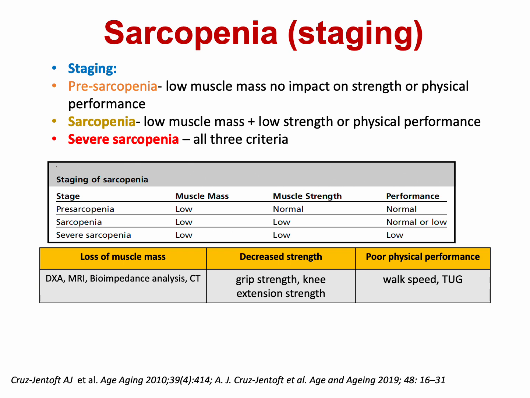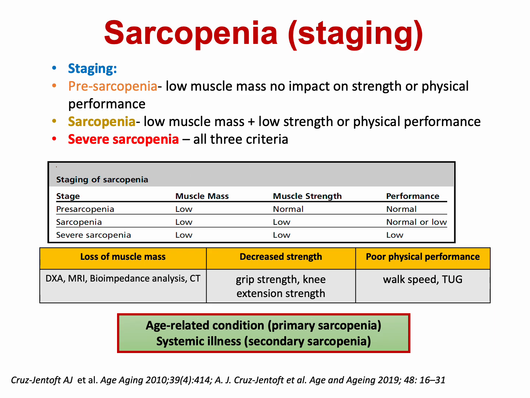Pre-sarcopenia is low muscle mass with no impact on strength or physical performance. Sarcopenia means low muscle mass plus low strength or physical performance. If you have all three criteria, then you have severe sarcopenia. Sarcopenia can also be divided into primary sarcopenia and secondary sarcopenia, which is caused by systemic illness.